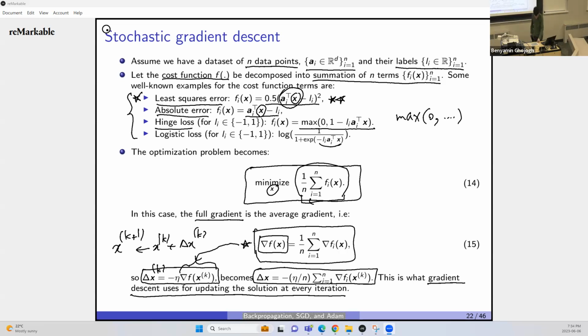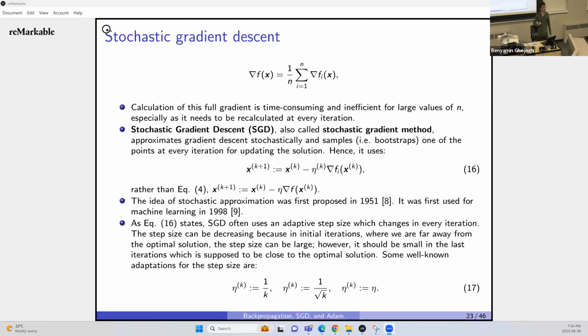This is gradient descent. Now let's talk about stochastic gradient descent. What is its difference? Let's see. So this was the full gradient, right? Calculation of this full gradient is time consuming. Assume n is large. If n is 1 million, I need to take the derivative of f_1 to f_1 million and then sum them. So a loop, and inside every loop I need to take a derivative.